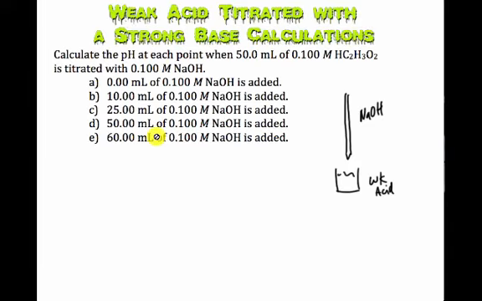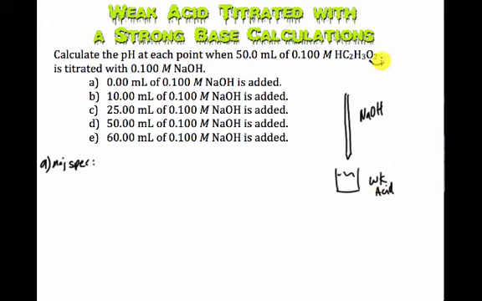All right, so first of all, let's start with adding 0 milliliters of the base. I'm not adding any base. All I have right now is just my weak acid. So I'm going to start with part A, and I want to list the major species that I have present. What do I have in the solution right now? Well, right now all I have is my weak acid. My acetic acid is the only thing in here.